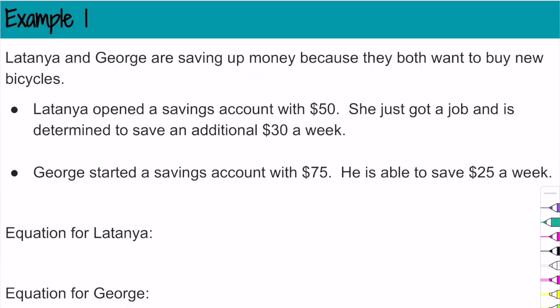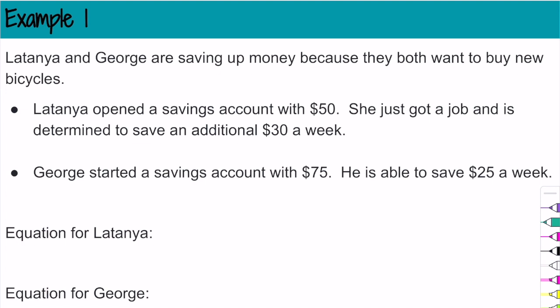So we can use systems of equations to help us solve problems. In this case, LaTanya and George are saving up money. They're both trying to buy new bicycles. LaTanya opened a savings account with $50. She just got a job and is determined to save an additional $30 a week. George started a savings account with $75. He's able to save $25 a week.